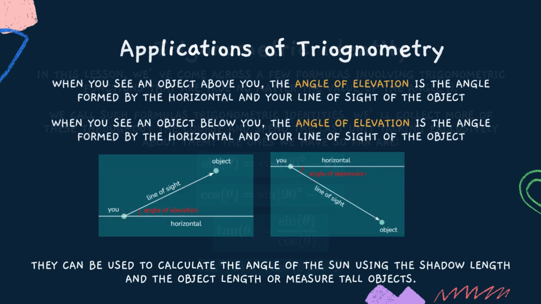Why do we need to know trigonometry? We can use it to calculate multiple things like the angle of the sun using shadows, or calculate the length of a tall object we can't easily measure. How do we do that? When you see an object above you, the angle of elevation is the angle formed by the horizontal and your line of sight of the object. When you see an object below you, the angle of depression is the angle formed by the horizontal and your line of sight of the object. Using these points of reference, we get a right-angled triangle of sorts, as pictured, to calculate the values.